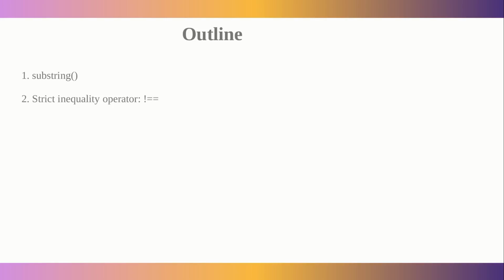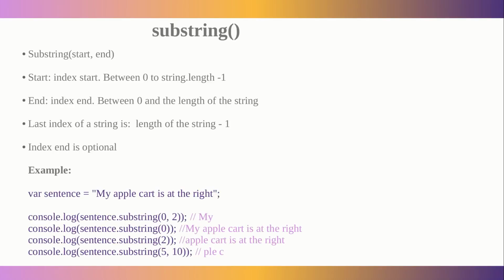In the next function, we will be using two new concepts, the substring method and the strict inequality comparison operator. As I previously mentioned, when we use the string length property, strings have various methods and properties that we can use, and one of them is the substring method. The substring method takes two arguments. The first argument is a starting index or position, and the second argument is an ending position or index end. What the substring method does is return a subset of the string from the starting index to, but not including, the index end.